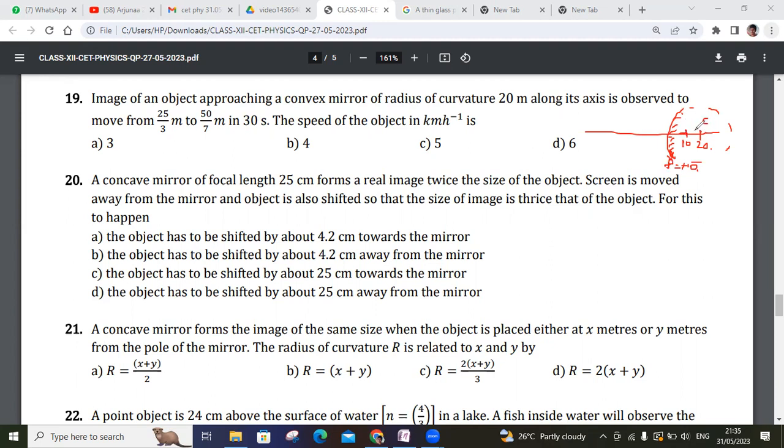Then if you see, it is told that the image is seen to move from 25 by 3 meter to 50 by 7 meter. So this will be your V1, this will be your V2, and positive only, in 30 seconds. They are asking the speed of the object.